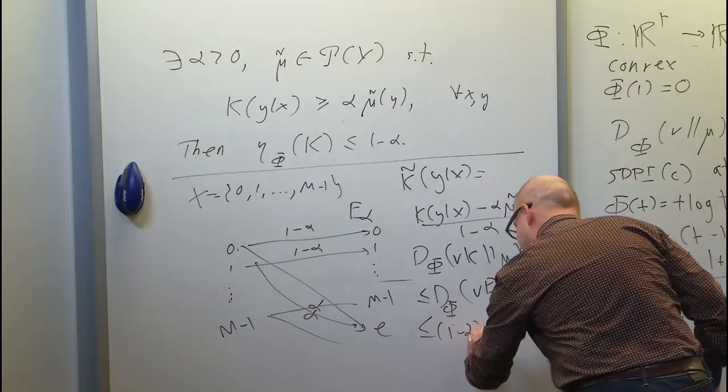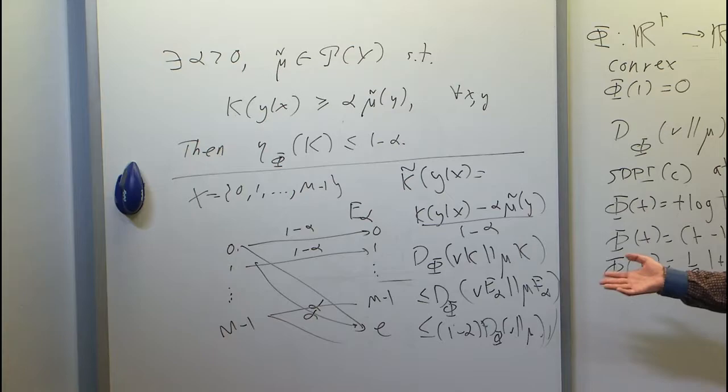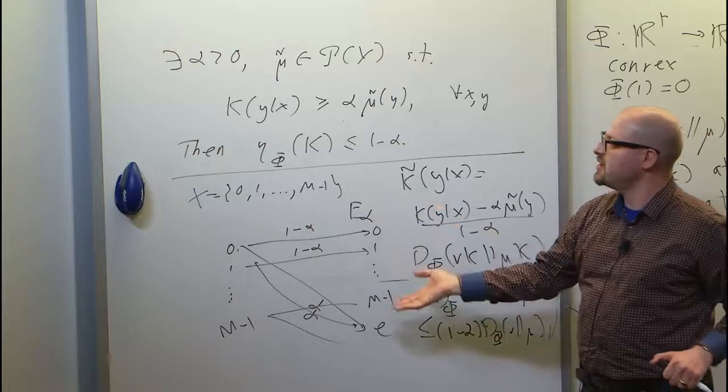So you can see that this actually admits a very nice operational proof: if a channel satisfies this fairly strong condition, then it can be simulated by passing through an erasure channel.